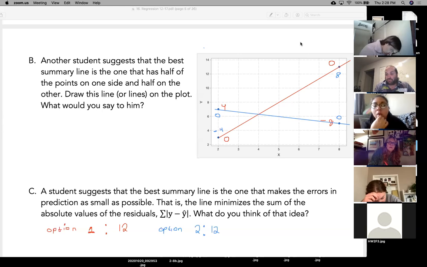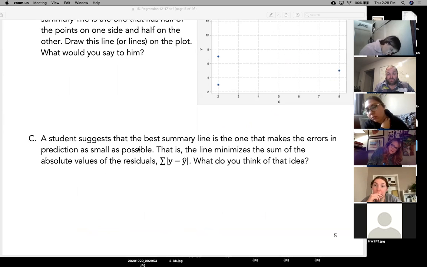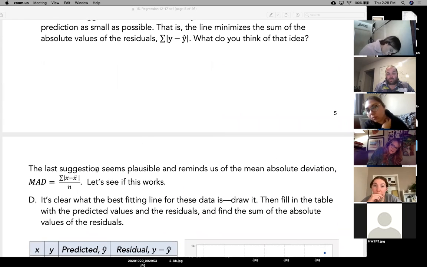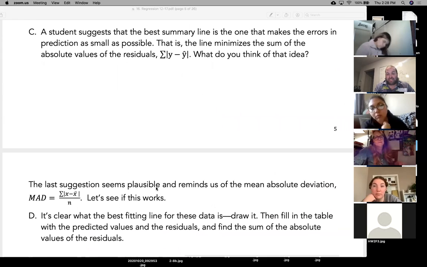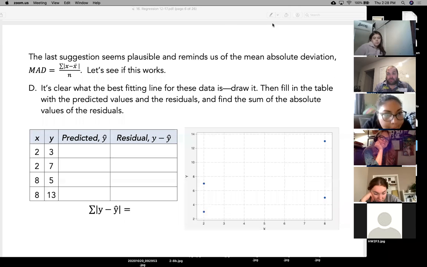Can I erase? Okay. So we move on and we try something new. Of course, the last one reminds us of the MAD, right? If you look at the formula for the MAD, it's very similar, correct? But once again, let's do one more example.